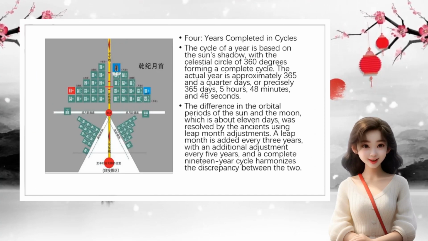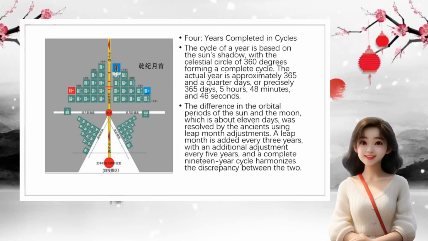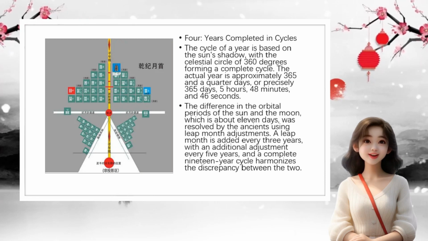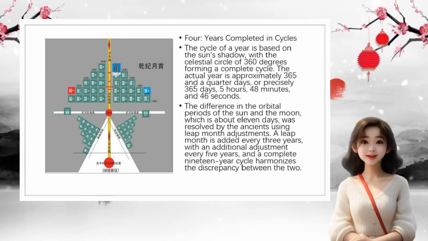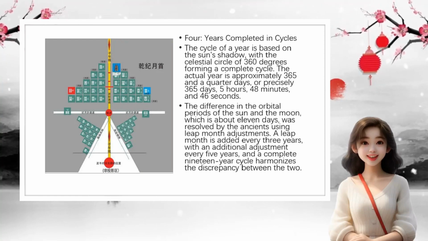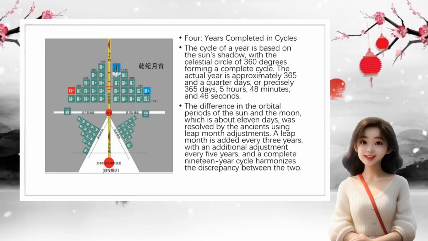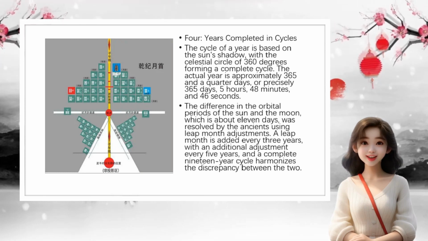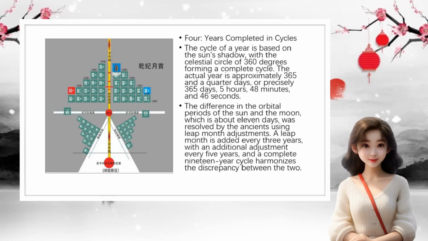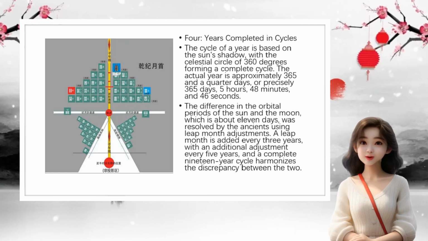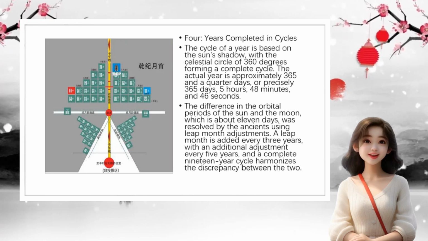4. Years completed in cycles. The cycle of a year is based on the sun's shadow, with the celestial circle of 360 degrees forming a complete cycle. The actual year is approximately 365.25 days, or precisely 365 days, 5 hours, 48 minutes, and 46 seconds. The difference in the orbital periods of the Sun and the Moon, which is about 11 days, was resolved by the ancients using leap month adjustments.